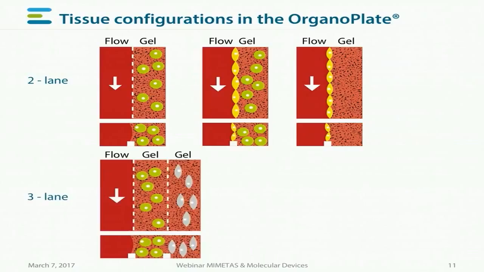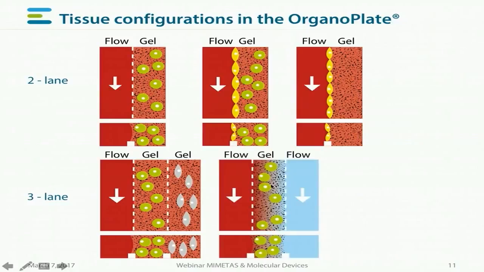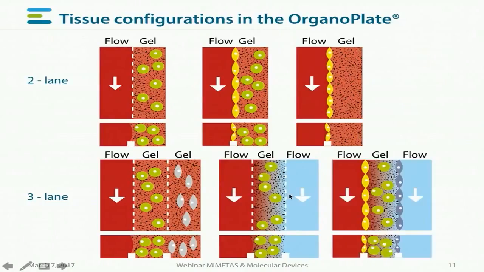In the three-lane OrganoPlate, which is currently not available as an off-the-shelf product, but which will become available later this year, there's three lanes available. So there we can have a flow lane with two different cell types growing inside two different gels. We can have the cells in the gel in the middle lane with perfusion of different media on both sides, creating a gradient across the tissue. Or we can, for example, have two tubules on both sides of a gel in which the cells grow.